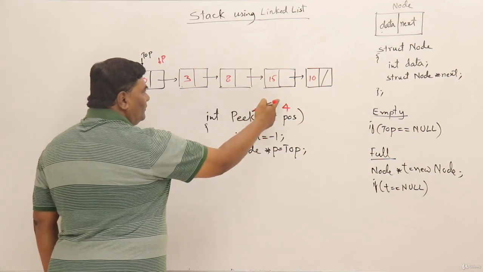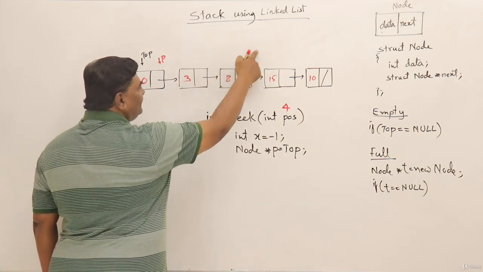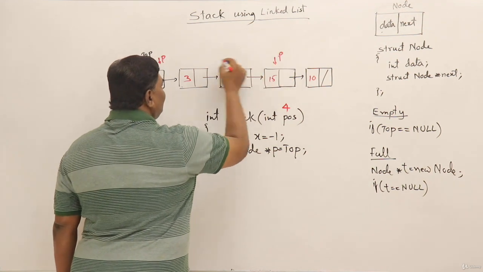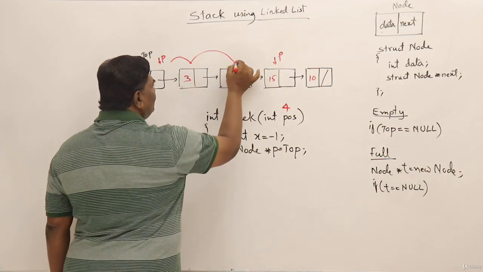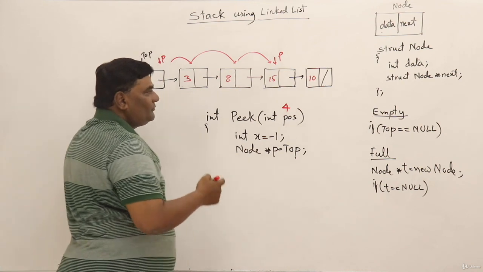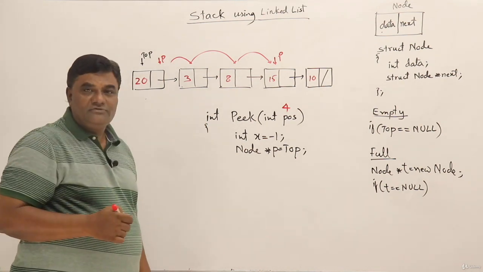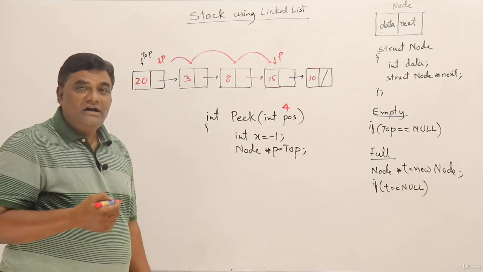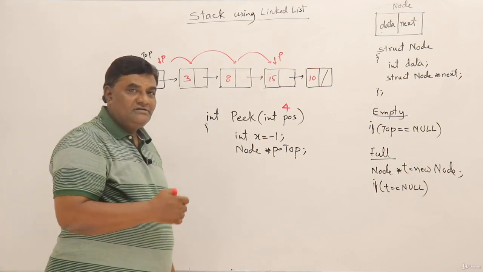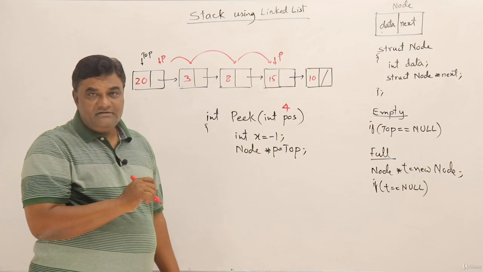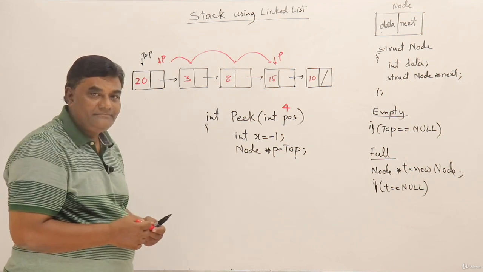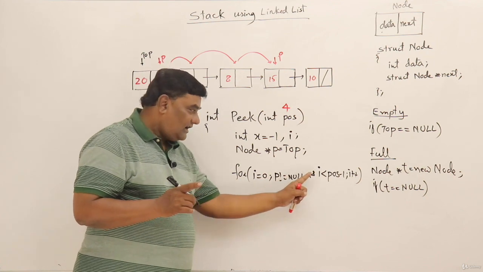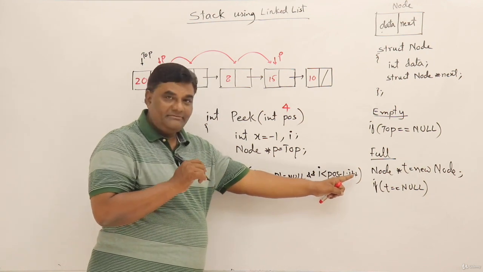Then to reach fourth node, how many times P should move? 1, 2, 3. So it should move for 3 times. 1, 2, then 3. So after moving 3 times, it can reach on fourth node. So by using for loop, I will move P until it reaches that given position or it has become null. So I will write the code here. See, I is starting from 0 and I is less than position -1, I plus plus.